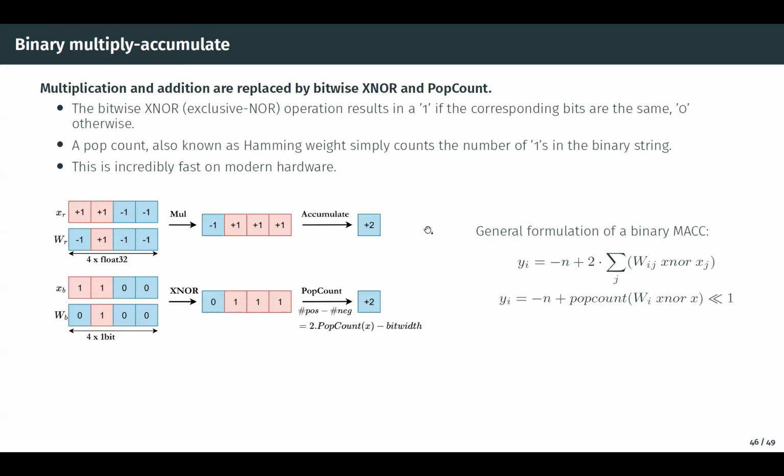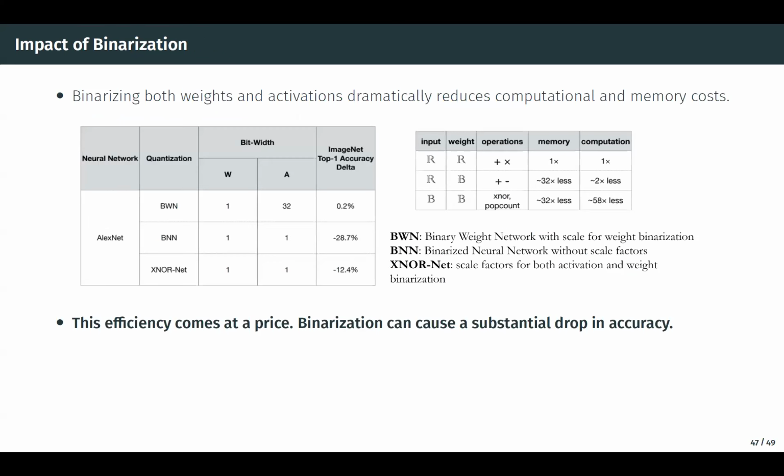But the most important thing about this is that the operations are now very much simplified, in that we use a single gate, an exclusive NOR, for operations, and simply count the number of ones. In modern hardware, it can be very fast and very energy efficient. But again, of course, with binary quantization, we are also going to lose accuracy significantly, as I will show.